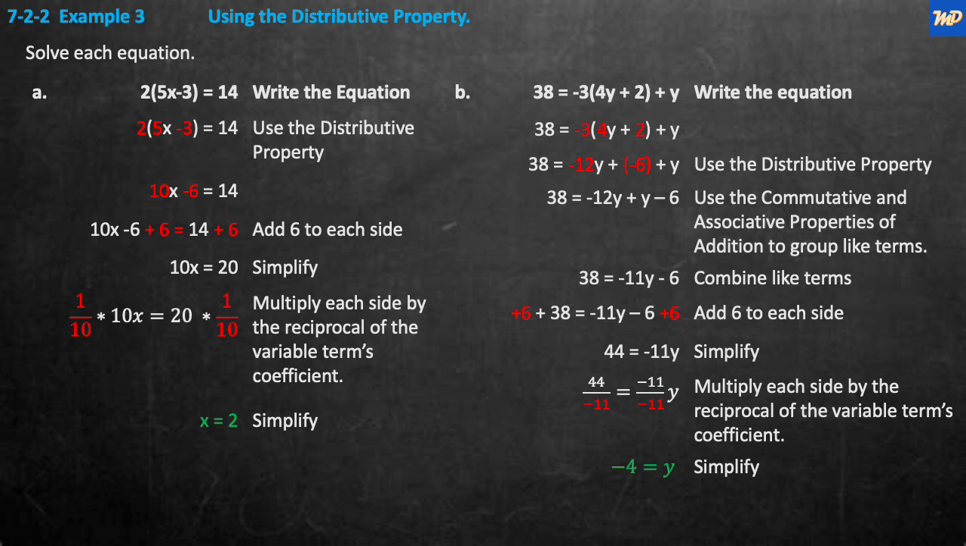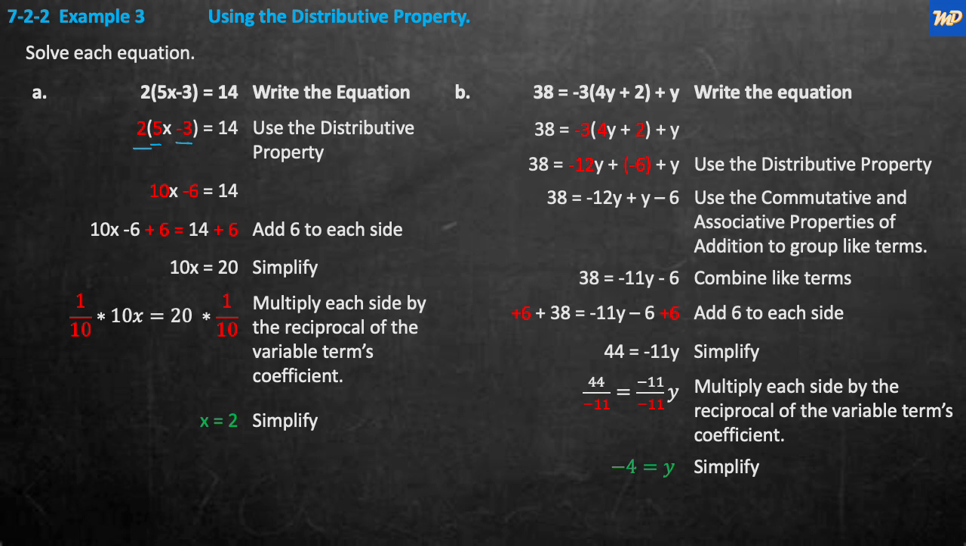Okay, so here in example 3, we have a couple problems showing how to use the distributive property. In A, we have 2 times the quantity 5x minus 3 is equal to 14. What's going to concern us about this distributive property at this point are the 2 and the 5 and then minus 3. The x isn't going to change, except the coefficient of x will change.